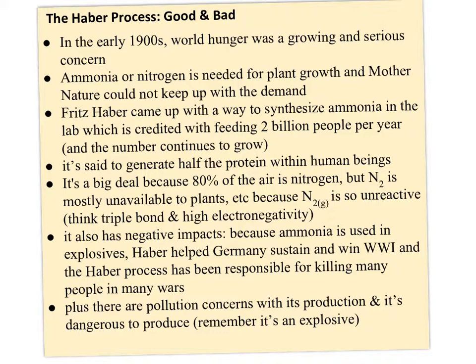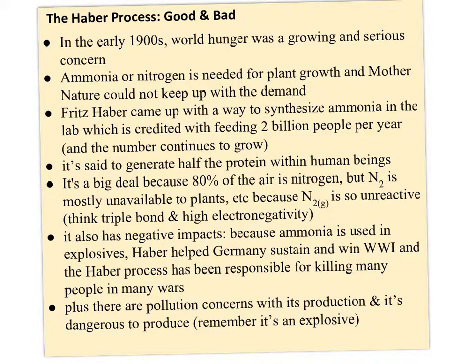So Fritz Haber came up with a way to synthesize ammonia in the lab, which is credited with feeding a third of our population, which is 2 billion people per year right now. And it's said to generate half the protein within human beings. So people certainly wouldn't be as healthy as they are, and we certainly wouldn't eat as well or as much without the Haber process. And it's a big deal because 80% of the air is nitrogen, but nitrogen is mostly unavailable to plants because nitrogen is so unreactive with its triple bond and its high electronegativity.